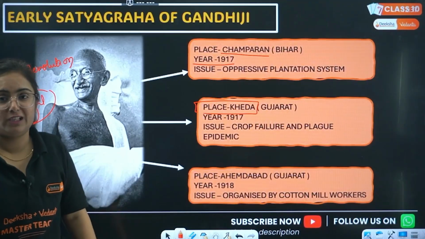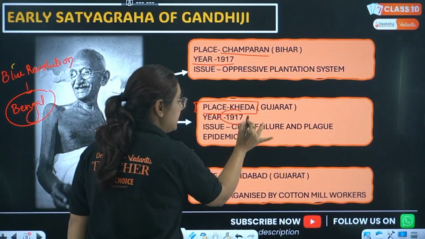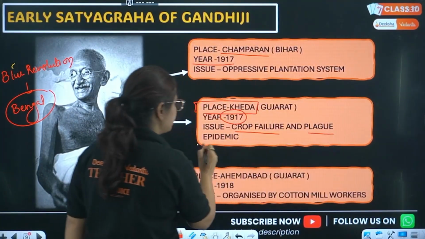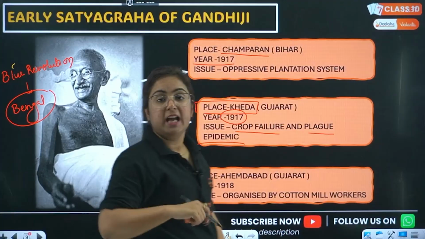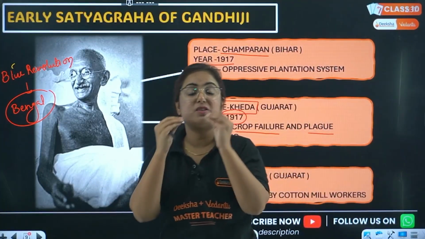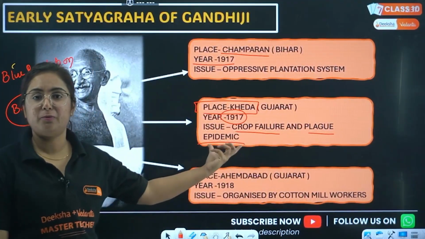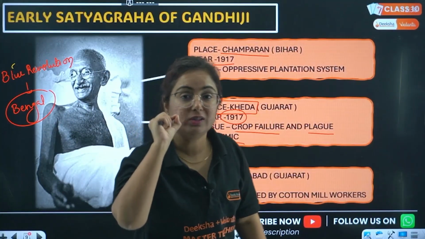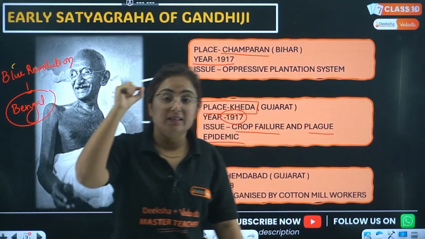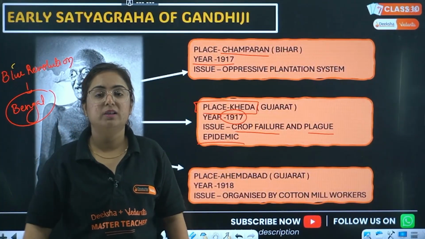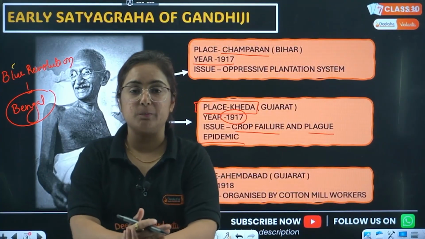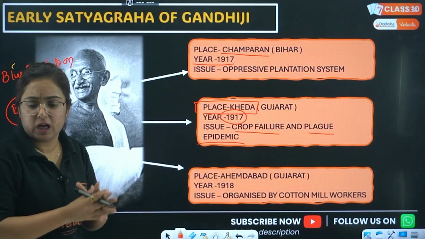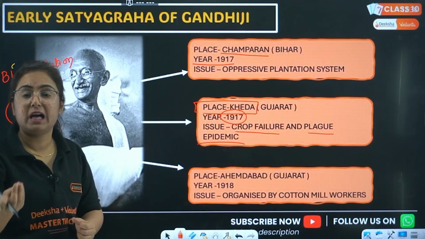You need to remember all of these. Kheda is a place in Gujarat. The year was 1917. What happened? There was crop failure and an epidemic, the plague epidemic. Now what is the issue? It was promised by the Britishers that whenever crops are destroyed because of any natural factor, and there was crop failure because of drought here, they would reduce the percentage of revenue. But when the crop failure happened this time, what did they say? No, we want this much revenue. So this was the first time they were showing non-cooperation, that we are not going to give the revenue.